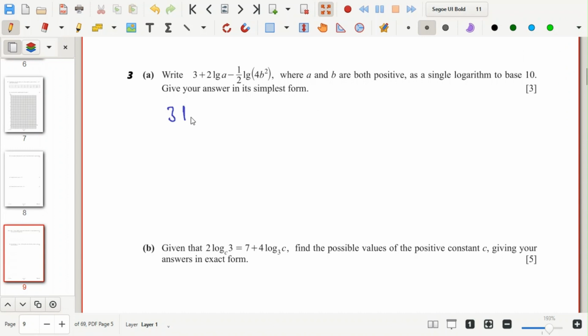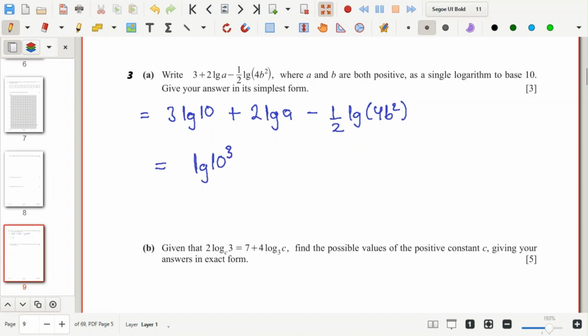I'm going for my favorite ink, blue. So we have log. This one can be written as log 3 log 10 plus 2 log a minus half log of the expression. So here, your coefficient will become your power. Do you remember that? So this is the same as log 10 to the power 3 plus log a to the power 2.